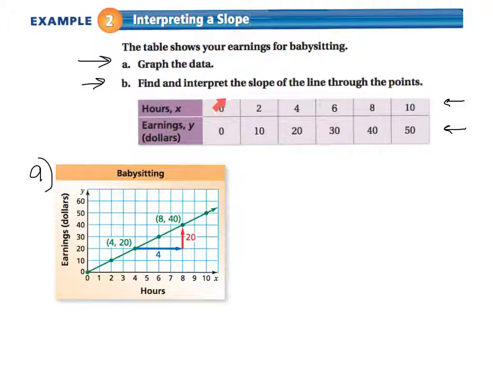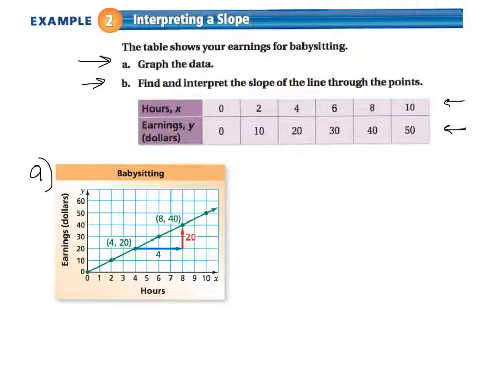You'll notice that if you graphed the points, you would graph 0, 0, 2, 10, 4, 20, 6, 30, 8, 40, 10, 50. And notice that I have a title and 2 labels. Hours is your x-axis, earnings, which is in dollars, is the y. So there's my graph. Find and interpret the slope of the line.